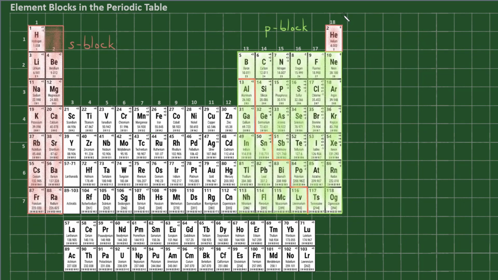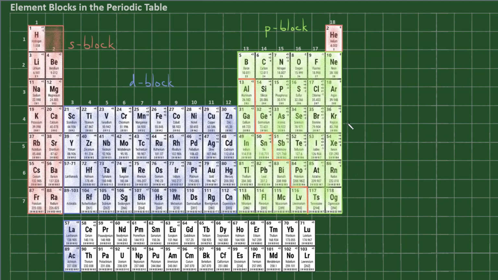The next element block is the P block, over here on the right-hand side, highlighted in green. The outermost electrons of all of these elements will end up in a P orbital. The next block, highlighted here in blue, is the D block, and this includes the transition metals. So the outermost electrons of the D block elements will end up in a D orbital.